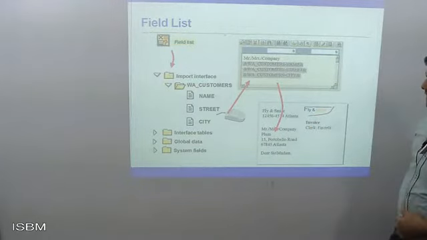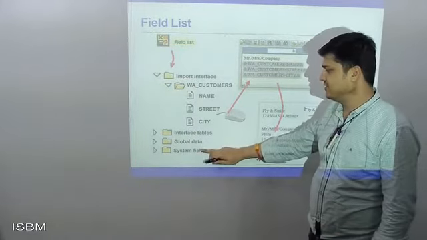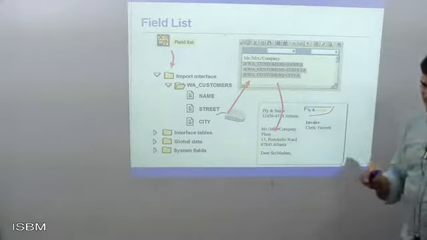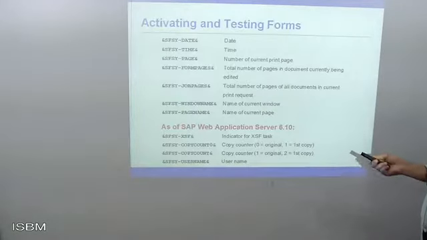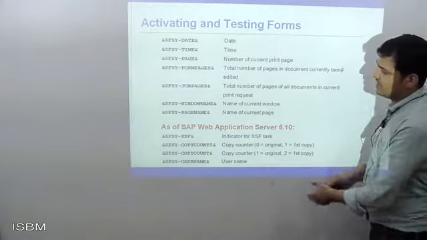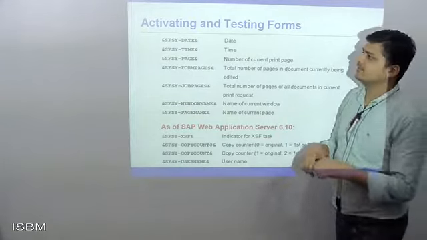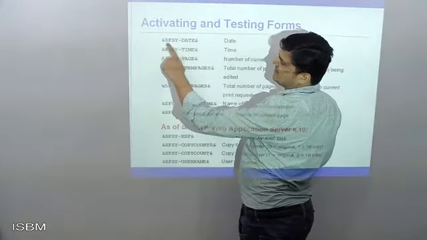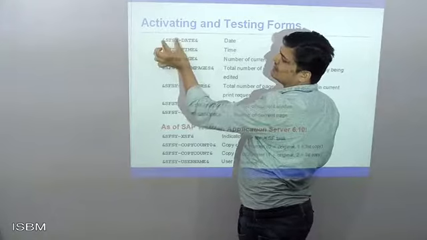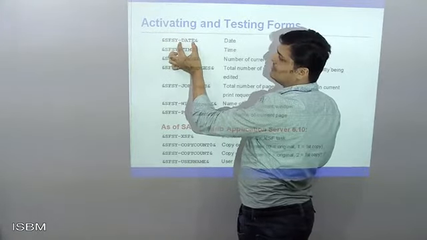After that, we can see the interface tables. We have global data and system fields. These are the others, along with activating and testing the form. These are things we require each and every time to declare in the system. SFSY stands for system. So system date, SFSY date.